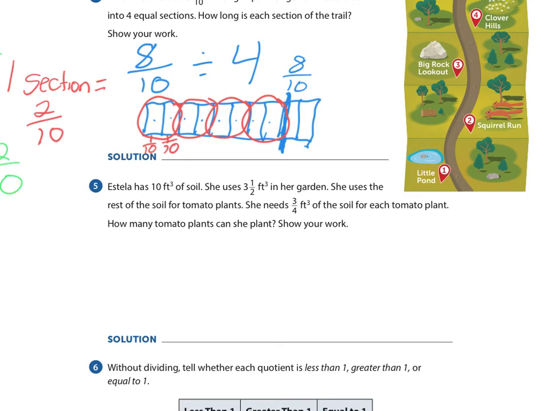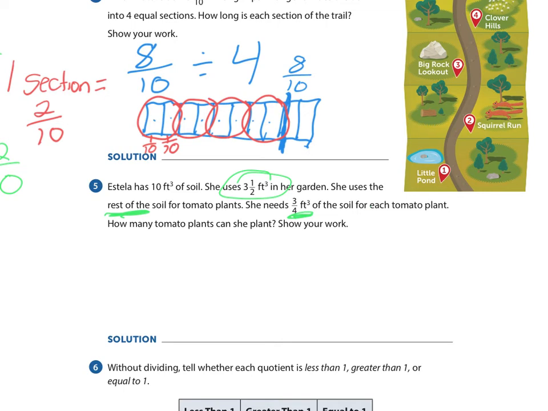Estelle has 10 feet cubed of soil. She uses 3.5 feet in her garden. She uses the rest of the soil for tomato plants. She needs 3/4 feet of the soil for each tomato plant. How many tomato plants can she plant? That's a lot. So first thing, we know she's using 3.5 feet in her garden, but she's using the rest of the soil for the tomatoes, which is what we have to figure out.